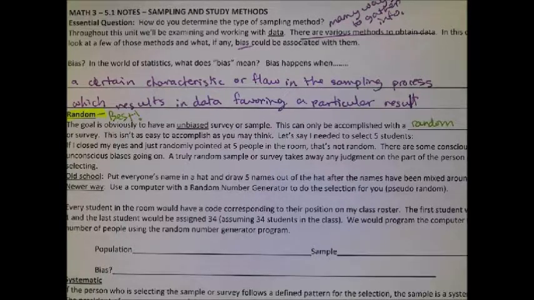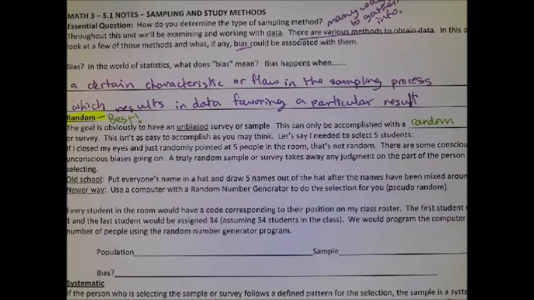Let's say I needed to select 5 students. If I close my eyes and just randomly pointed at 5 people, that's not random. There are some conscious and unconscious biases going on. A truly random sample or survey takes away any judgment on the part of the person doing the selecting. So here's a couple ways. Put everyone's name in a hat, draw 5 names. Or use a computer with a random number generator to select the group.